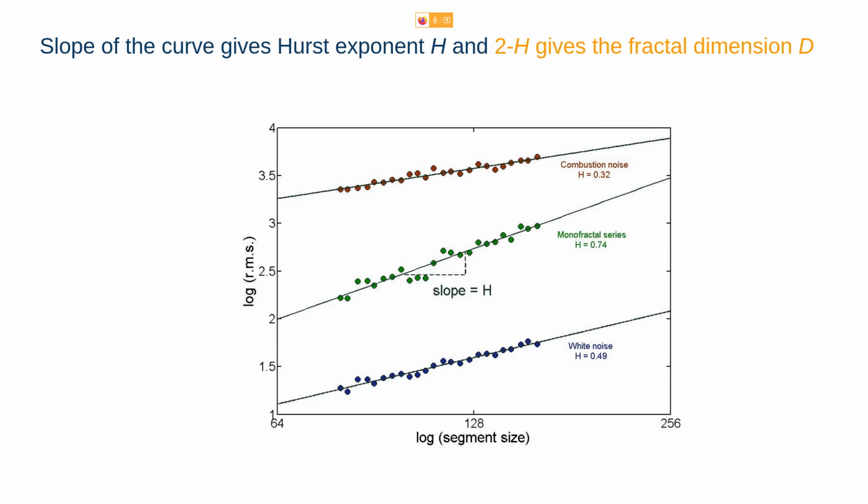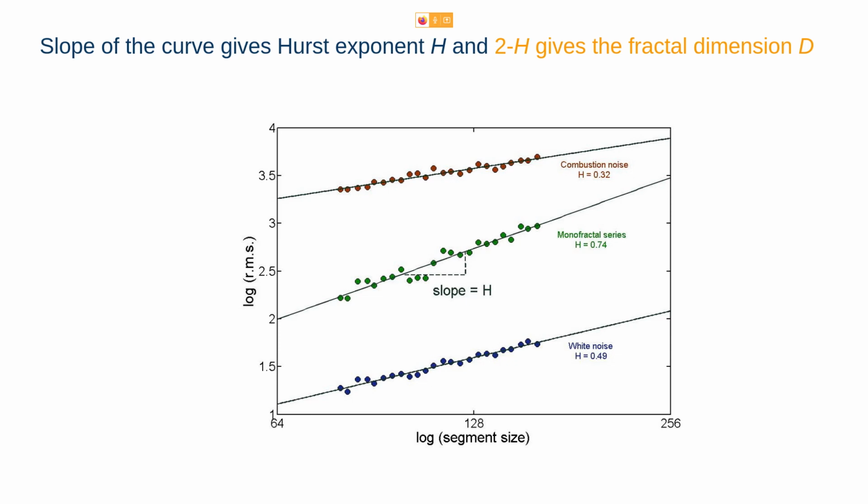Once this step is carried out, the next step is to plot the RMS of these detrended values against the different segment sizes, or different scales of the system, in a log-log plot. The slope of this log-log plot between the RMS and the segment sizes is what we call the Hurst exponent, and the Hurst exponent is related to the fractal dimension d of the system. So the Hurst exponent is nothing but 2 minus d. Fractal dimension d is nothing but 2 minus the Hurst exponent.